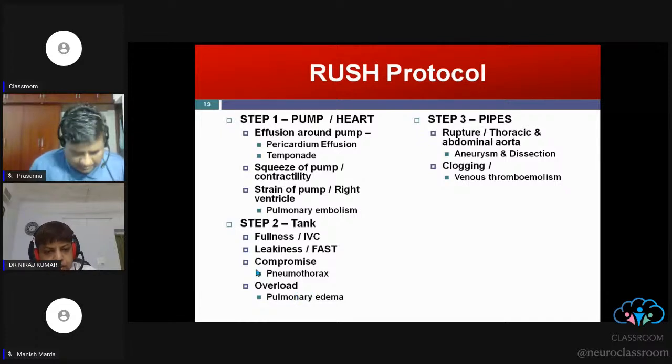These two things we have discussed in detail in the second class of lung ultrasound, so I'm not going to cover this in today's class.